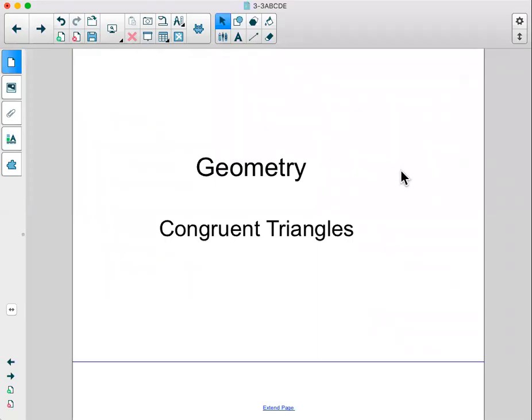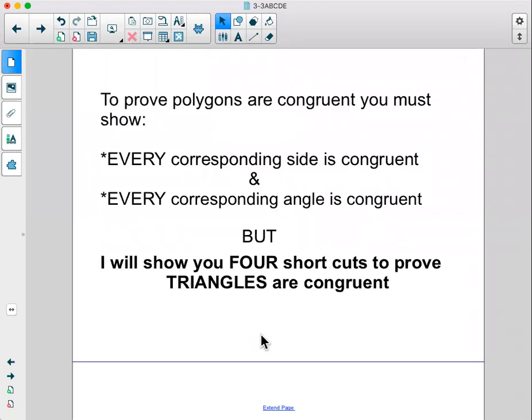Hello, geometry students. So we're continuing our study on how to prove triangles are congruent. Remember that if you want to prove any other polygons are congruent, you have to show every corresponding side's congruent and every corresponding angle's congruent. You have to show all those things, but we have some shortcuts with triangle congruency.